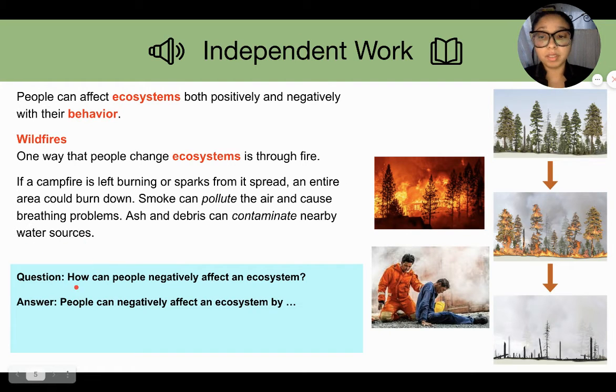Here's your question. How can people negatively affect an ecosystem? You can start your answer by writing, people can negatively affect an ecosystem by. You can pause the video now to read this part of the text on your own. Then you can press play to finish the answer.